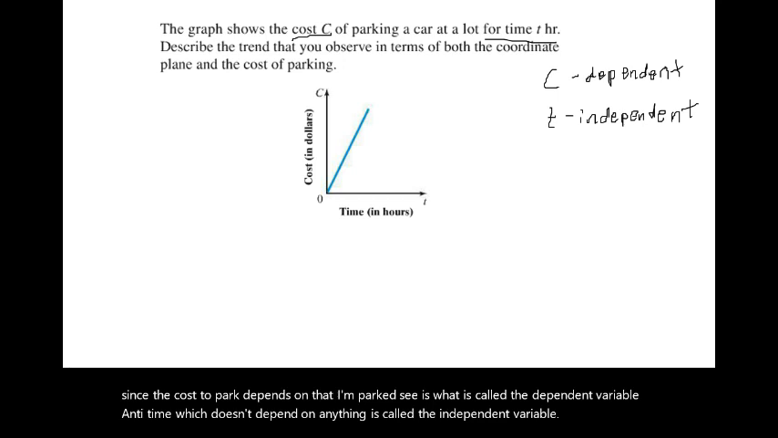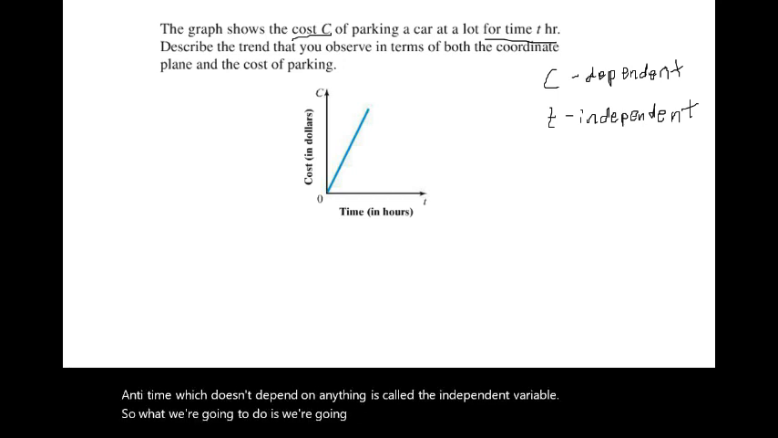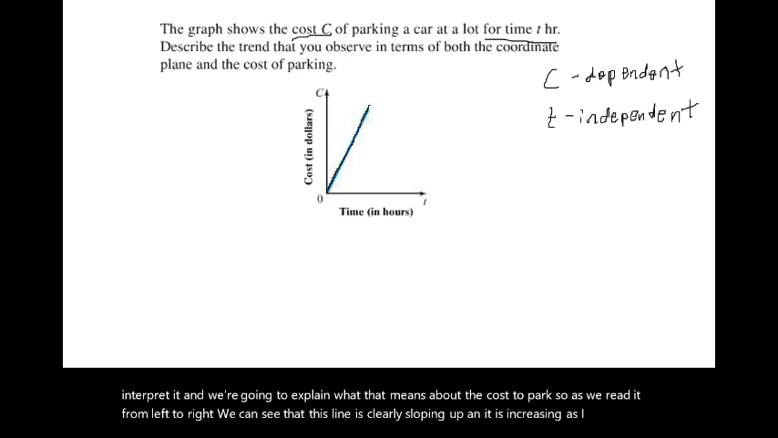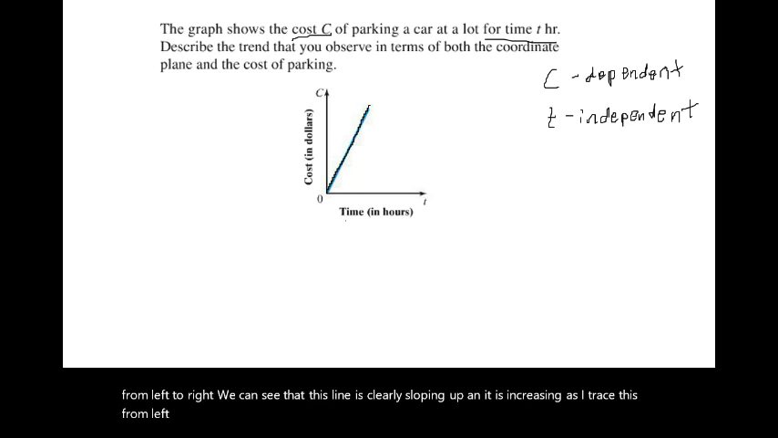So what we're going to do is read this graph from left to right, interpret it, and explain what that means about the cost to park. As we read it from left to right, we can see that this line is clearly sloping up, and it is increasing as I trace this from left to right. So what that means is that as the time increases, the cost to park also increases.